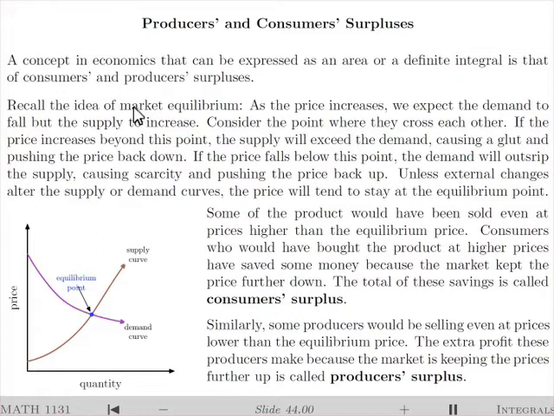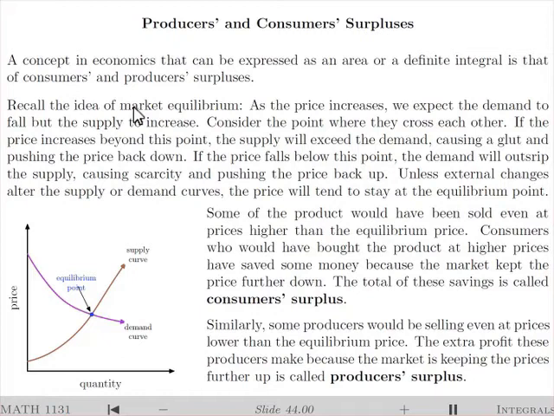Now, even with the market at equilibrium, there would be some consumers who would be willing to buy some of the product at a higher price. Because the equilibrium price is lower, the market is keeping the price lower than the highest price these consumers are willing to pay, so they are saving some money. This is called consumer surplus. On the flip side, there are some producers who would have been willing to accept a lower price than the equilibrium price. Because the equilibrium price is higher, these producers are making some extra money. This is called producer surplus.